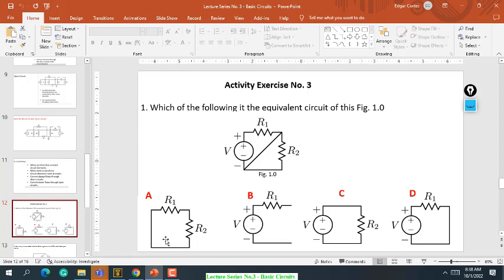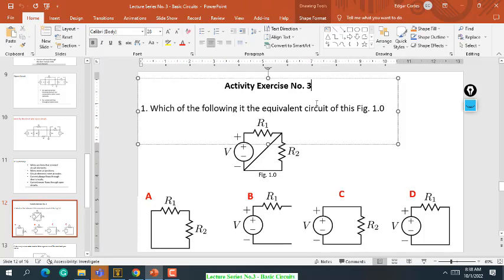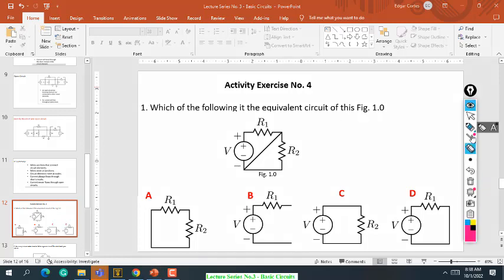So, in your activity, I think this is activity number 4, class. Which of the following is the equivalent circuit of figure 1.0? This is our figure 1.0, no? So the question is asa kuno ang equivalent circuit ani? A ba, B ba, C, or D, no?